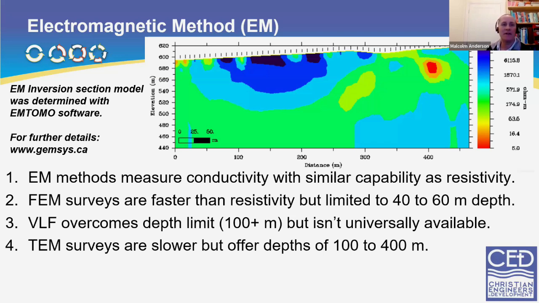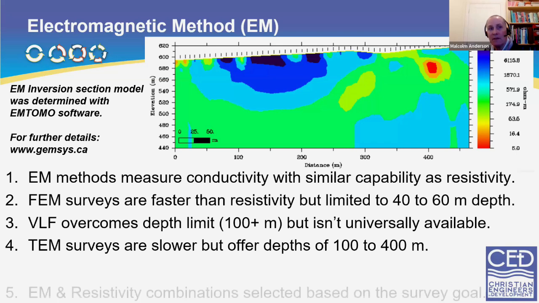And the third kind of electromagnetic method is the TEM method, which is the time domain electromagnetic method. And these are slower, but they offer depths of 100 to 400 meters, so are very useful. But they're also quite expensive.